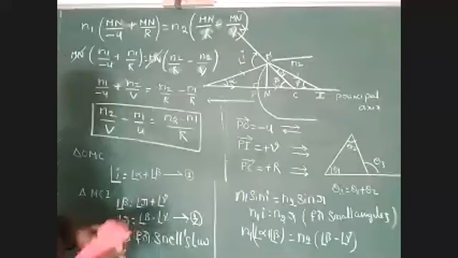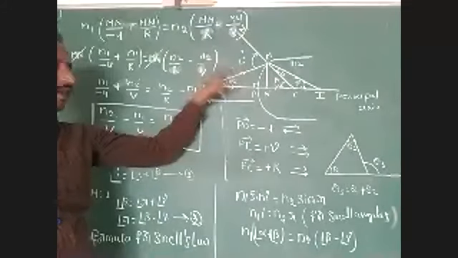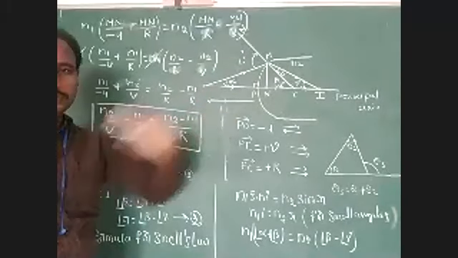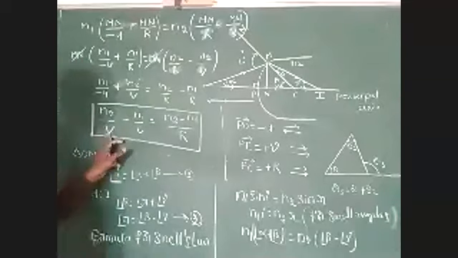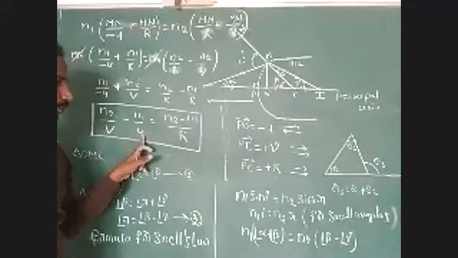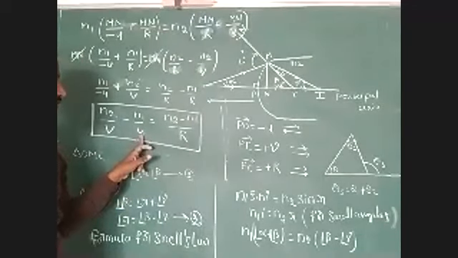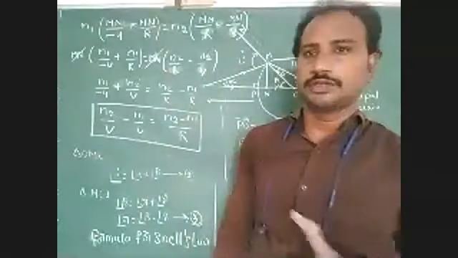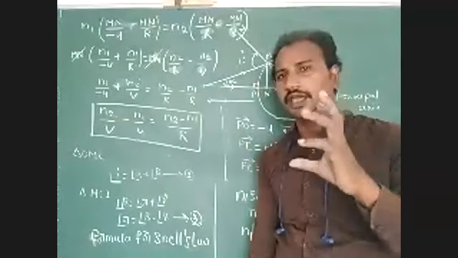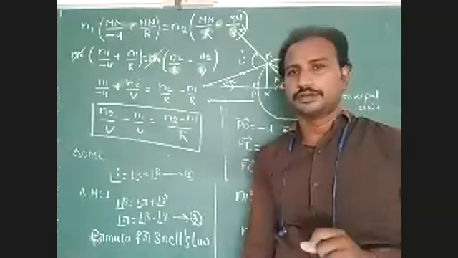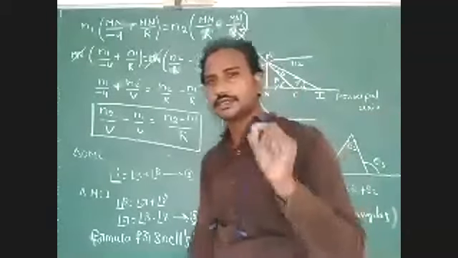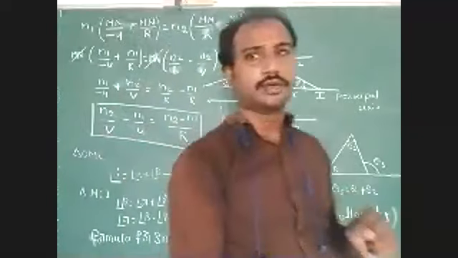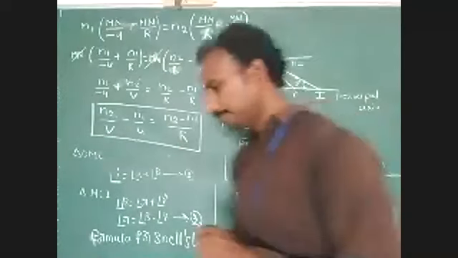Don't forget, here n1 represents the refractive index of the rarer optical medium. n2 represents the refractive index of the denser optical medium. v represents image distance, u represents object distance, and R represents radius of curvature. Okay, students, it is a very lengthy derivation, so each and every point we have to discuss in detail. Otherwise it is difficult. Note down these points.